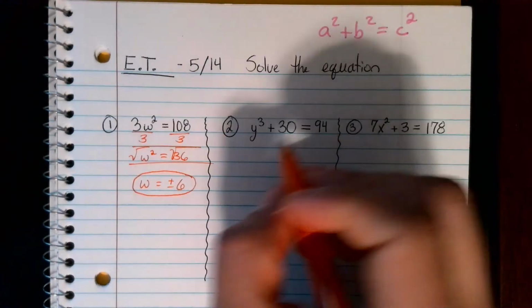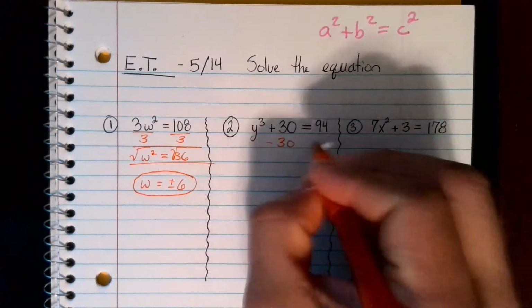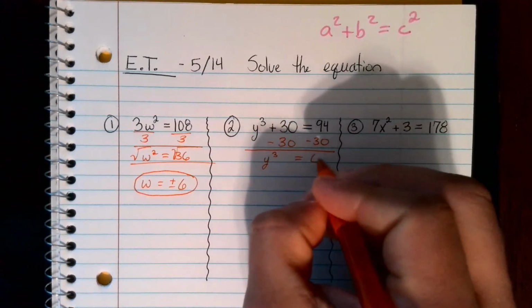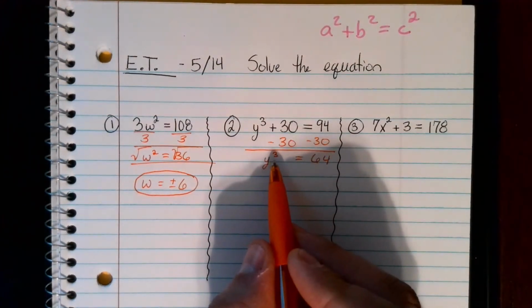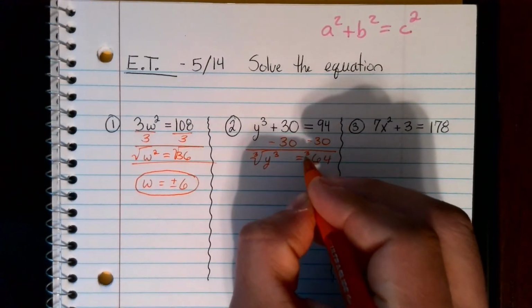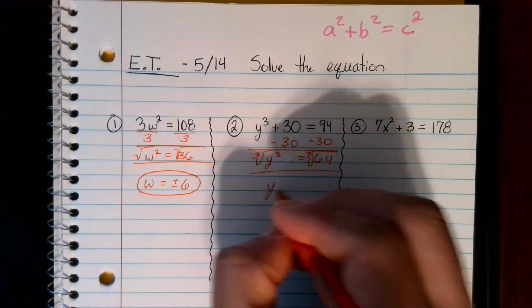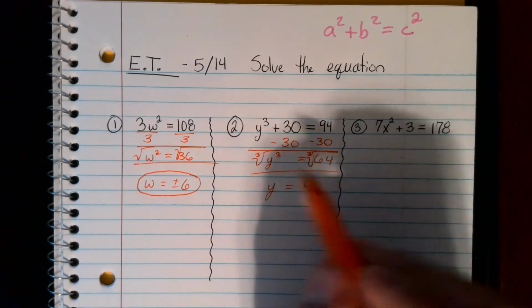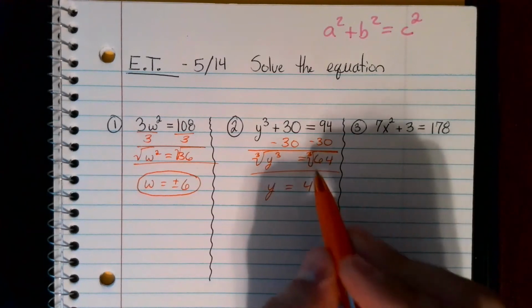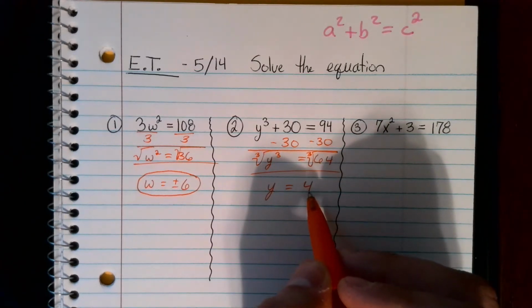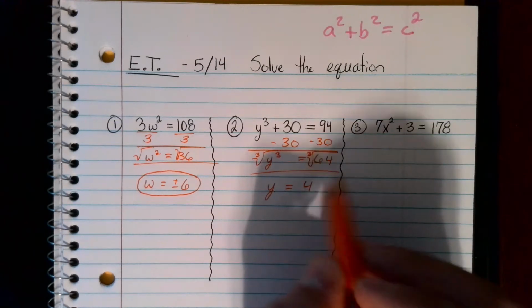Number 2, I want to get the y cubed alone. I'm going to start by getting rid of the plus 30 by taking away 30 from both sides. I get y cubed equals 64. I get rid of the exponent of 3, the cube, by doing the opposite, taking the cubed root of both sides. And we get y is equal to 4. No plus or minus sign for taking the cubed root. It's only for square roots during algebra problems. And just remember here, again, how did I get that? What number, when you multiply it by itself 3 times, gives you 64? That's 4. 4 times 4 is 16. 16 times 4 is 64.